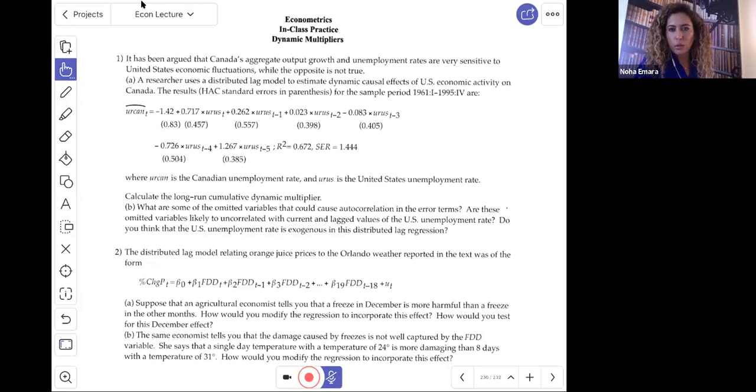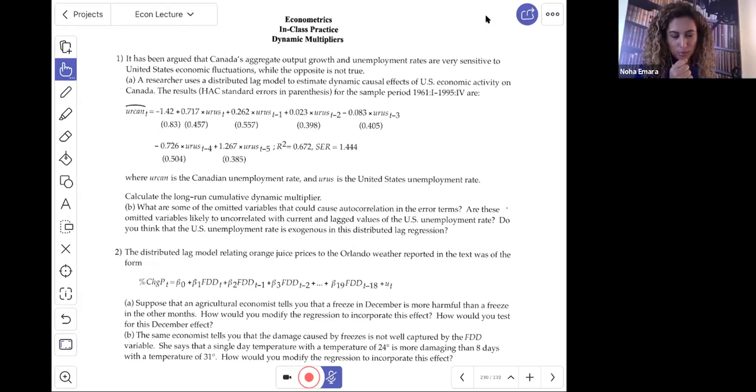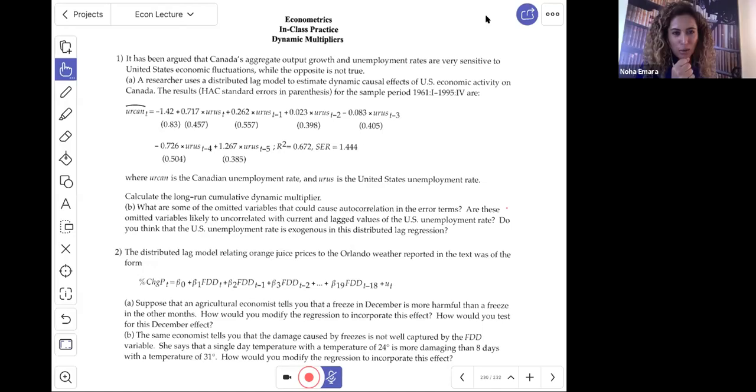All right, everyone. Are you done? Let's start question one. Parth, did you do the calculation of the long run cumulative dynamic multiplier? No, I'm still working on it. Do you know how to do it? Is it 3.5 by any chance for the first one? Or is that not it? No.